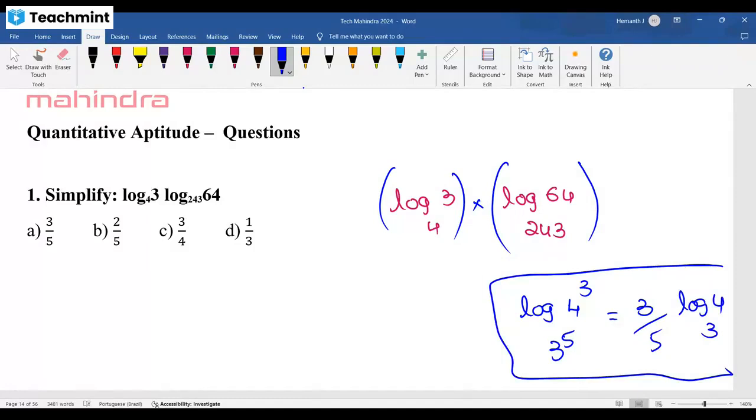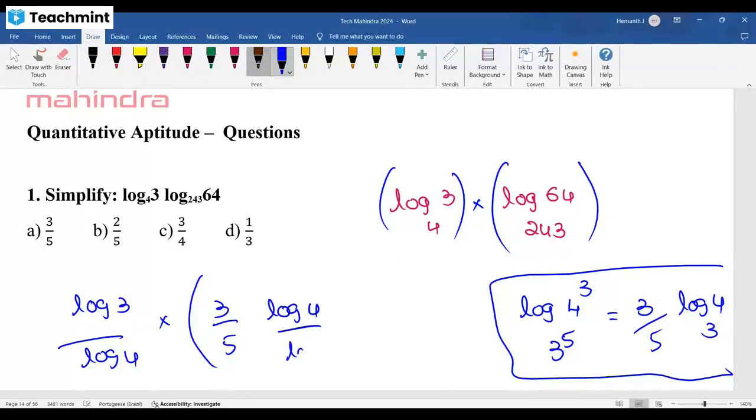Second term can be simplified like that. Now, log 3 base 4 means log 3 divided by log 4. Second term is 3 by 5 times log 4 base 3, which means log 4 divided by log 3. Log gets cancelled. We'll get 3 upon 5.